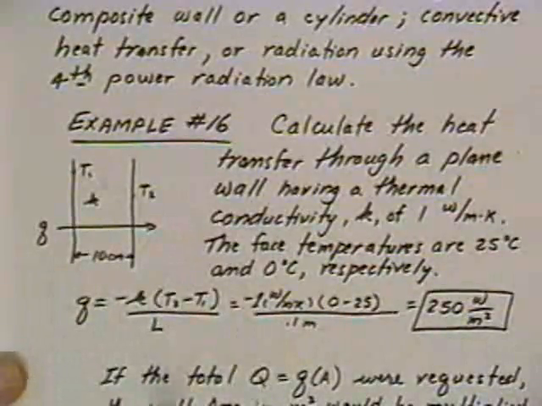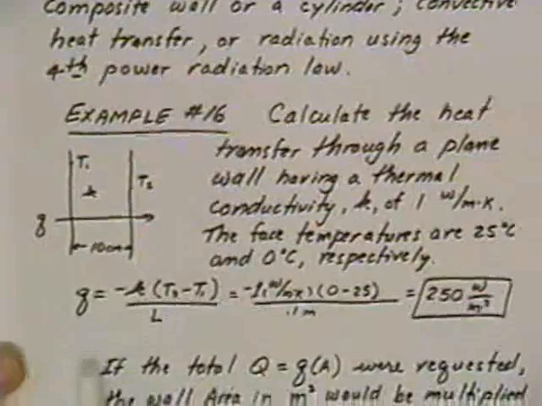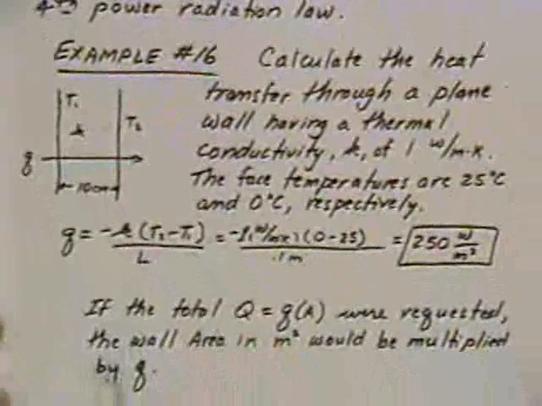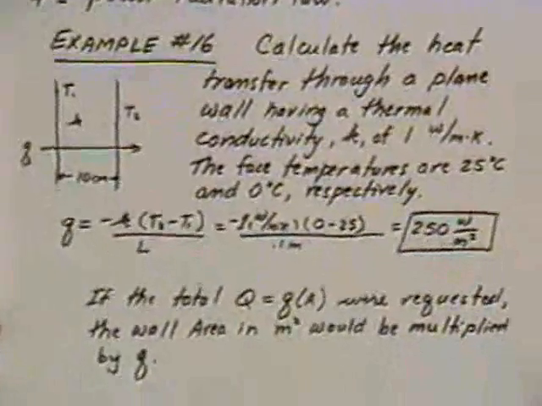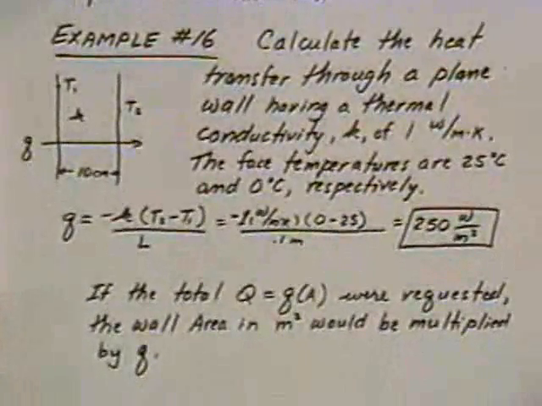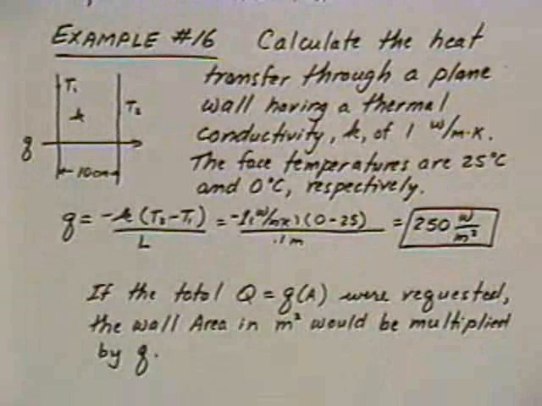Now, if you wanted the total heat transfer, in other words big Q, the total heat transfer through that wall, then what you'd have to do is determine what the area of the wall is. Maybe the wall is 2.5 meters by 10 meters or something like this, so the wall might have an area of 25 square meters.